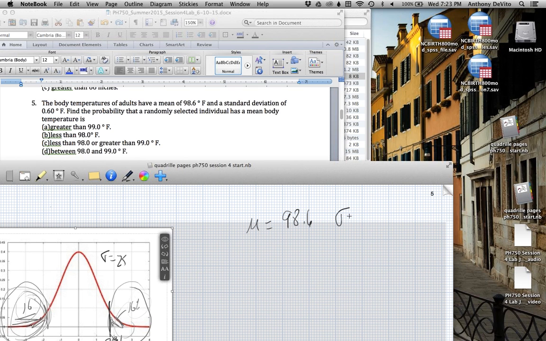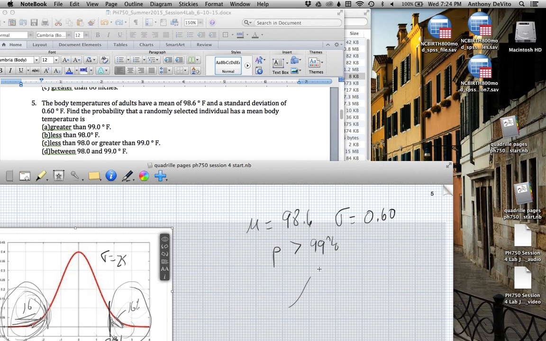And the standard deviation is equal to 0.60. Okay, and I want to know what's the probability that we have a temperature that's greater than 99 degrees. Okay, well now what's the z-score for that?